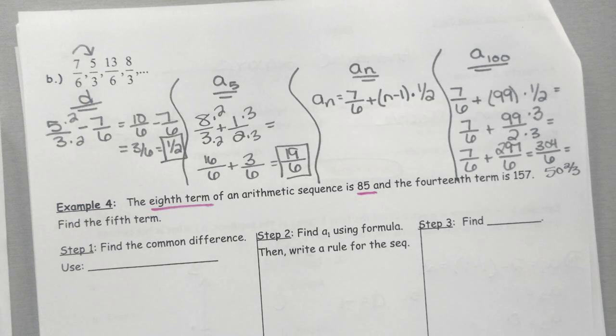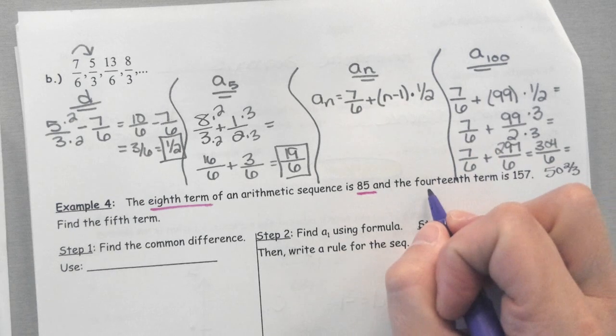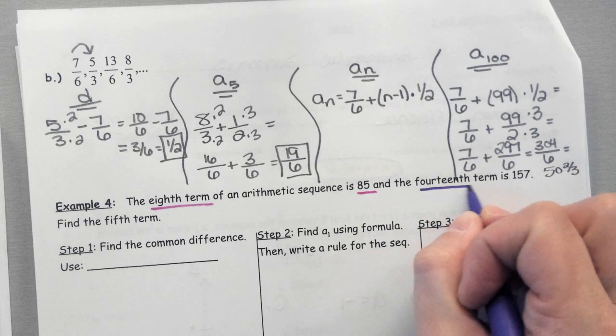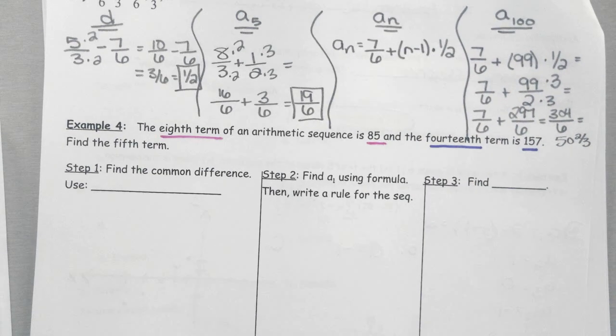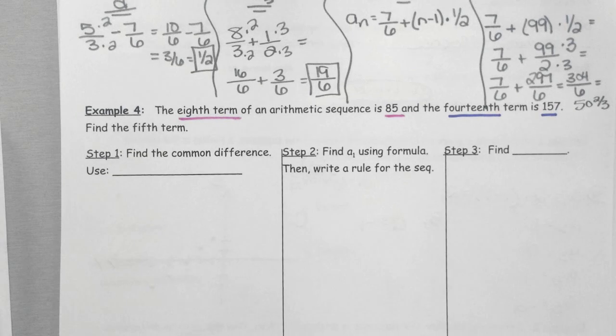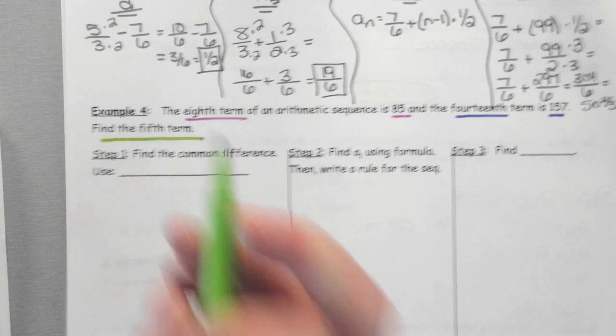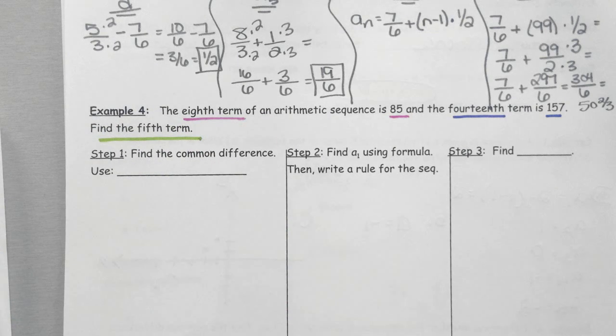All right. The 14th term is 157. So the reason why I'm kind of using a couple different colors is so that I can keep stuff together and kind of keep together what is what. Then, what we are trying to calculate is what is the 5th term. So we're given the 8th term and the 14th term, and we are asked to find the 5th term.